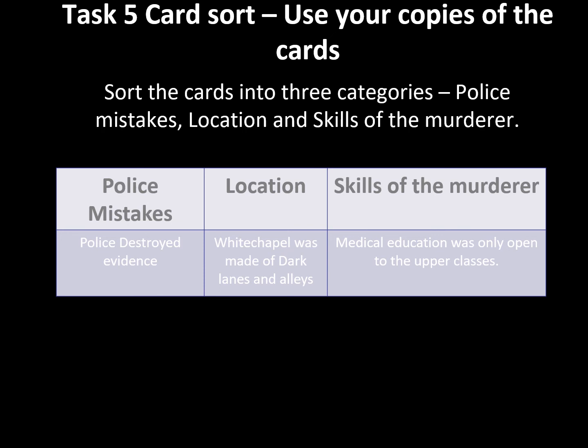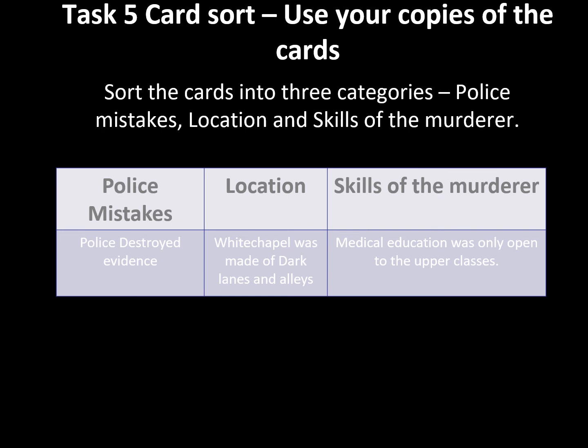And then for skills of the murderer, just for example, medical education was only open to the upper classes at this point in time, so if we think that he was a doctor, it was very likely that he was quite well educated and he probably had a lot of money, so anyone that maybe did see him, you could buy them off, or they wouldn't necessarily suspect him because he's not like the other groups of people that you find in Whitechapel at this time.